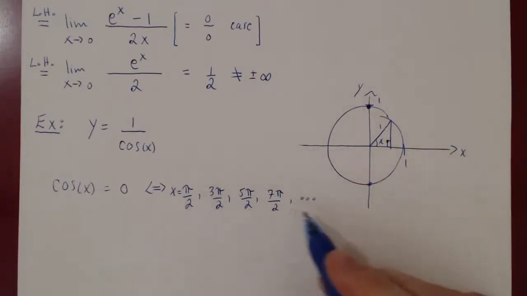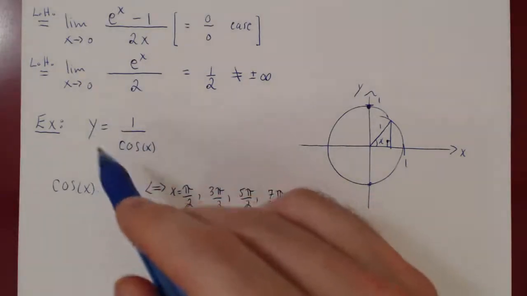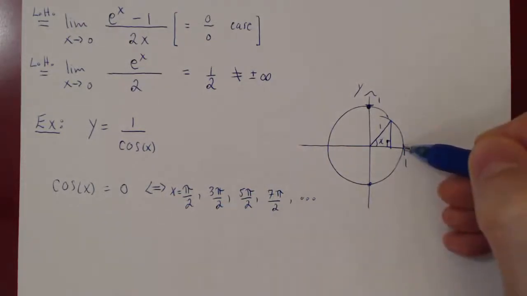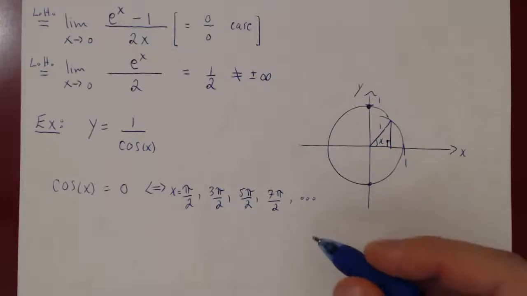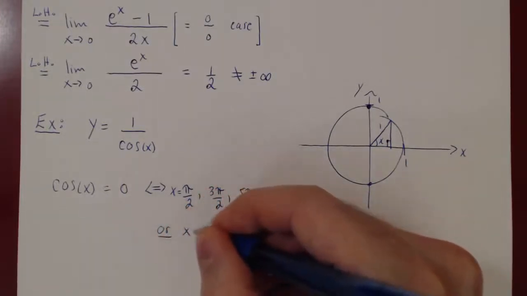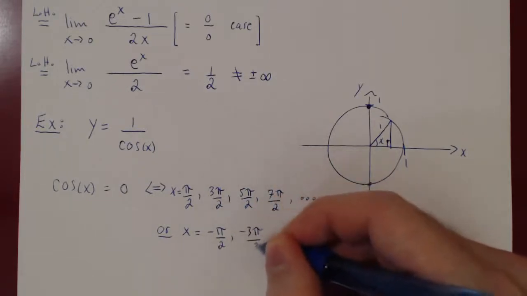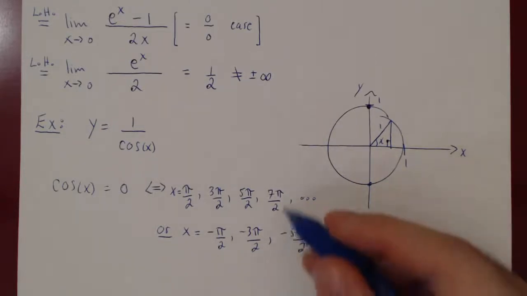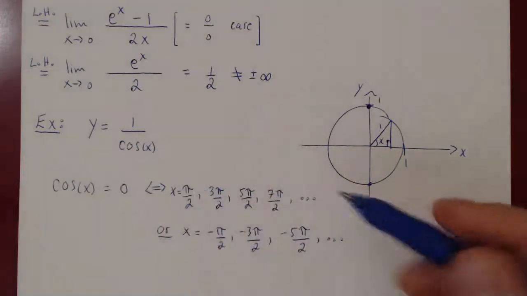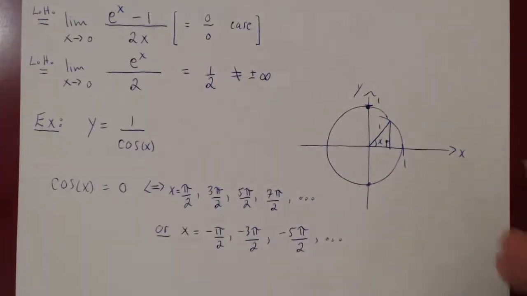So you see that every single value will give you a 0 for cosine, therefore a vertical asymptote for the function y. But we could also go clockwise and start from 0 and go negative pi over 2, negative 3 pi over 2, and so forth. And these will all be zeros of cosine, therefore all vertical asymptotes of our function 1 over cosine. So all of these are vertical asymptotes of our function. We clearly have an infinite number of values, and so this function has an infinite number of vertical asymptotes.